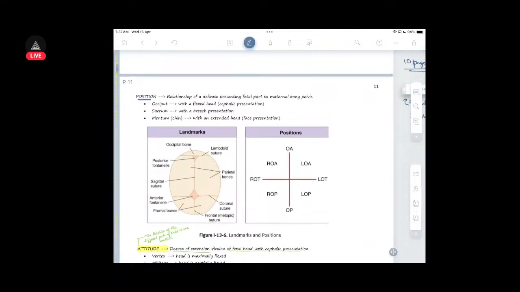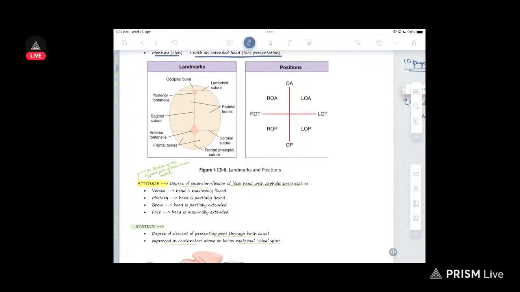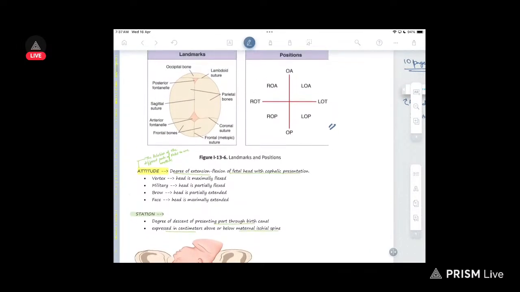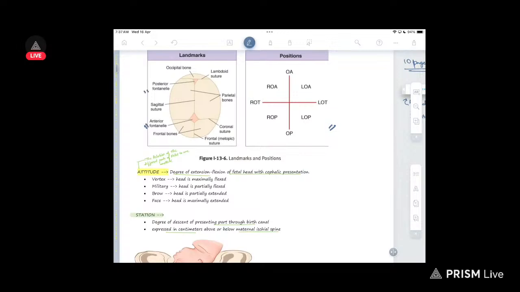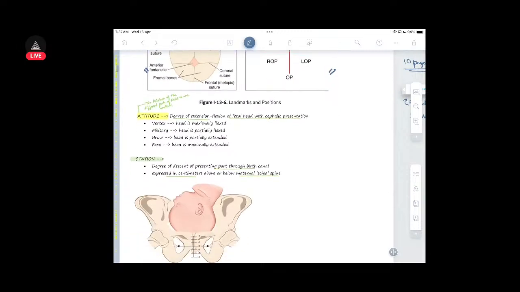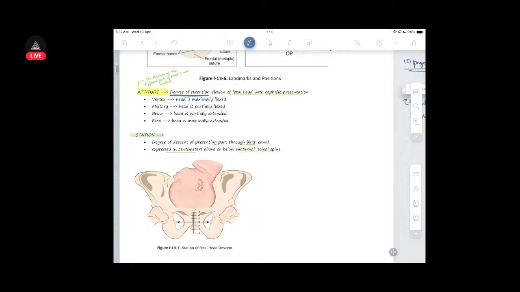Then position, it is relationship of a definitive presenting part to the maternal bony pelvis. So occiput with a flexed state, cephalic presentation, sacrum with a breech presentation, mentum which is chin with an extended head, face presentation. So these are the positions, and anterior frontal you have to remember, posterior frontal you need to remember, occiput you need to remember.